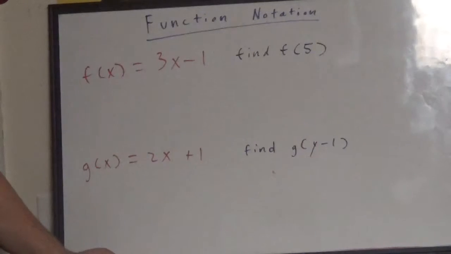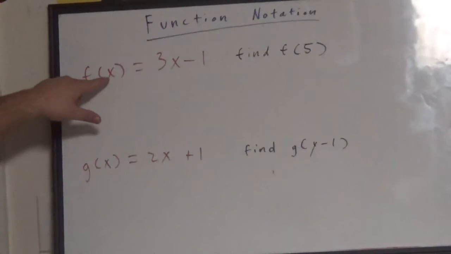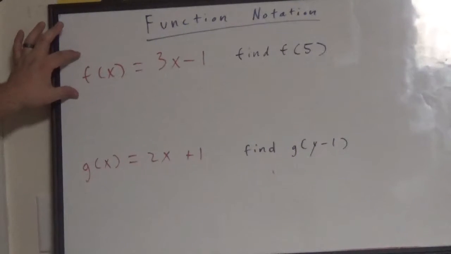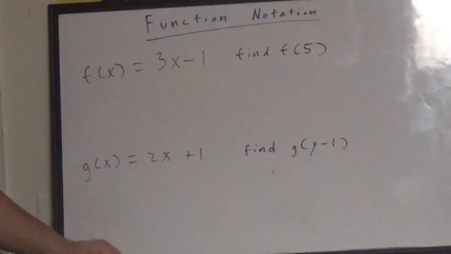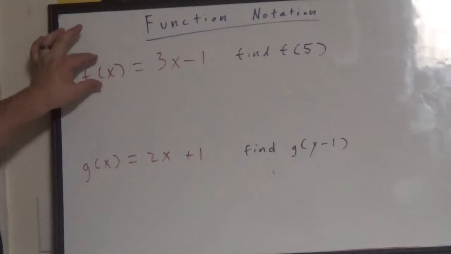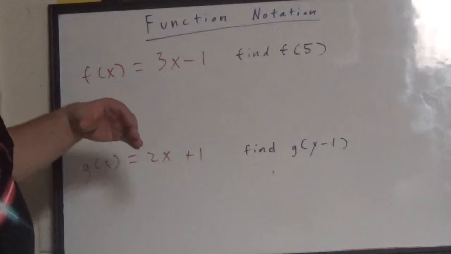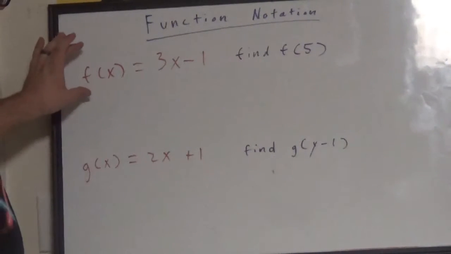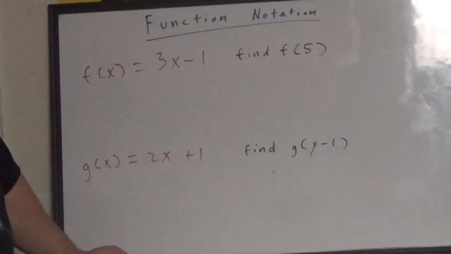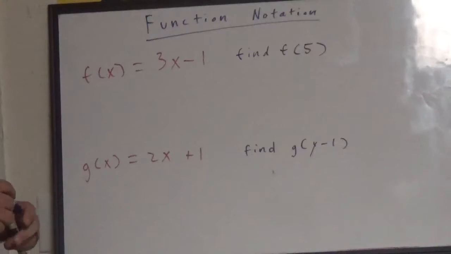So the value of the output when x is in the equation is 3x minus 1. If we change x, if we change the input, which is x, to a different value, what will the output be? That's all we're doing. That probably sounds a little more complicated than it is. But I'll show you how easy it is.